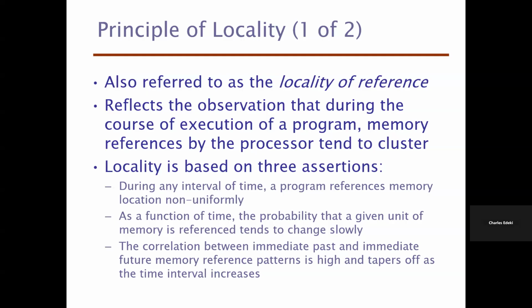So that's what we are measuring here. During any interval of time, the program references memory locations non-uniformly. As a function of time, the probability that a given unit of memory is referenced tends to change slowly. So the correlation between immediate past and immediate future memory reference patterns is high, and tapers off as the time interval increases.